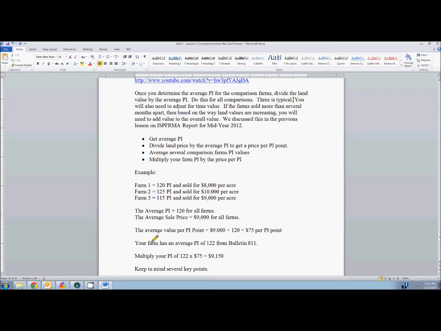So again, we have the average PI. Looking at the numbers right here, 120, 125, and 115, the average is 120. And they sold for $8,000, $10,000, and $9,000 per acre, so if you average that together, it's $9,000. You take the $9,000 divided by the average PI of 120, you come up with $75 per PI point. Then we take the PI of our farm, of 122, take that times the average price per PI point, we come up with $9,150. Keep in mind, you might have to adjust for time.